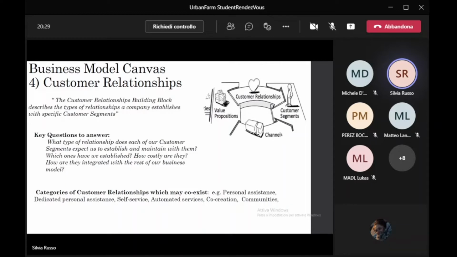The relationship we can create with our customer can be of different types, and also the authors suggest some categories of customer relationships which may coexist. For example, we can create a community, or we can offer support or personalized assistance for our customer segments.